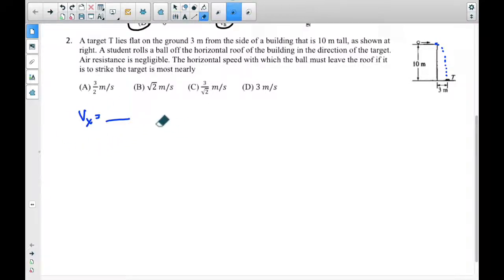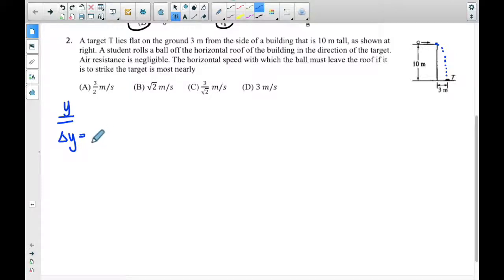I'm going to erase that just for now because I'm going to start with my y direction. In my y direction, I know that my delta y is negative 10 meters. It falls down 10 meters. I know that in the y direction I have acceleration due to gravity, which I can use as negative 10 on this test. Also in the y direction, I need time. I don't have time, I need time, so I'm going to find time. That should be enough for me to start.